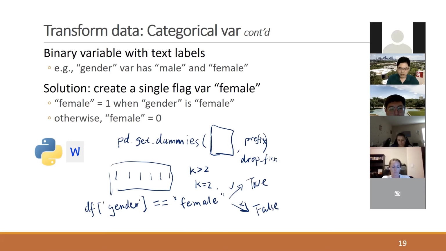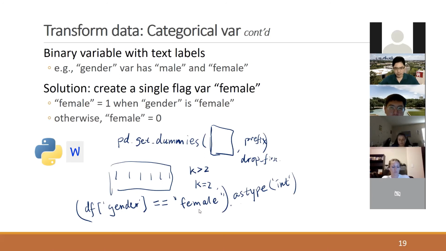And then you use an additional method to convert it back to flag variables. astype, specify integer, and it will be converted to flag variables. Fairly easy to create one flag variable and to convert that binary text variable into flag variables. You don't have to use female. So this variable will flag females. You can compare it to male to flag males. Same logic.